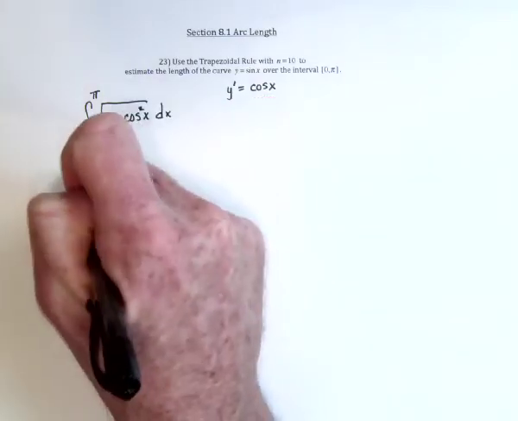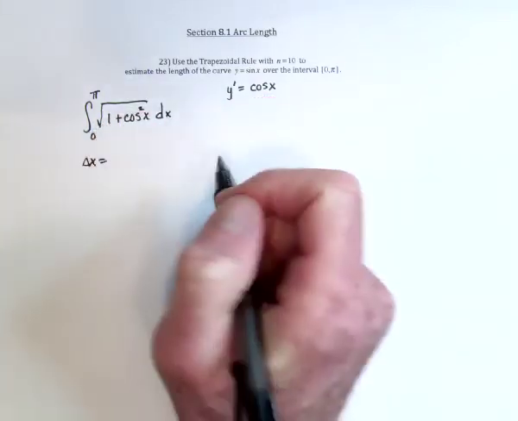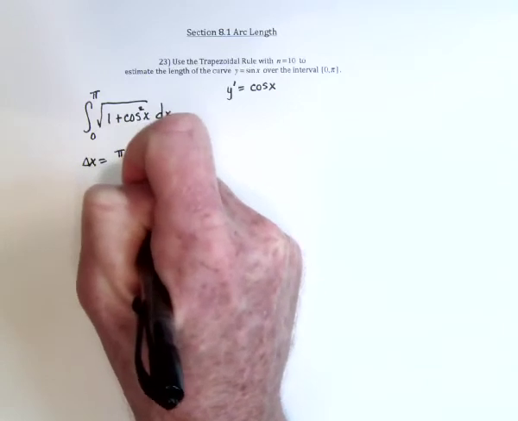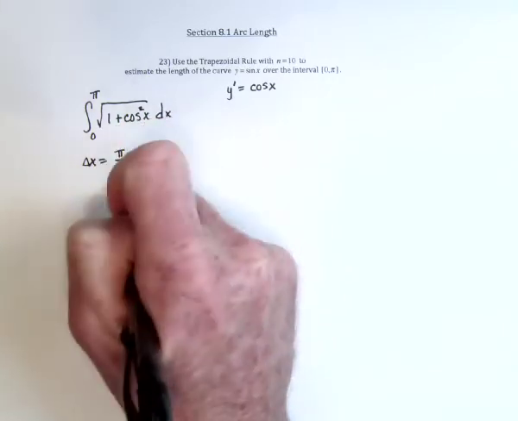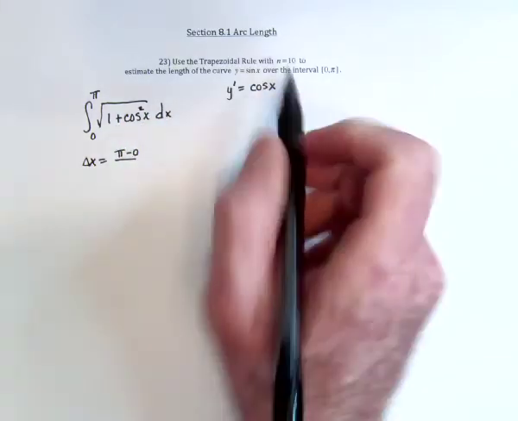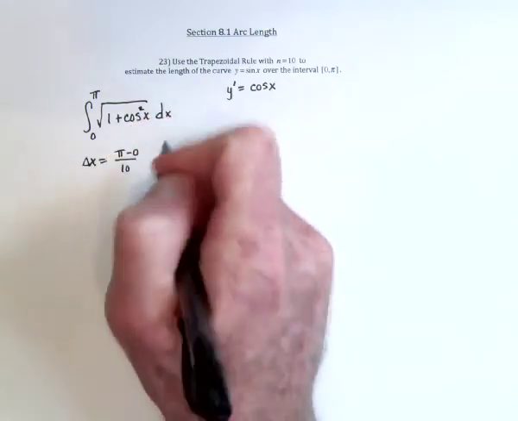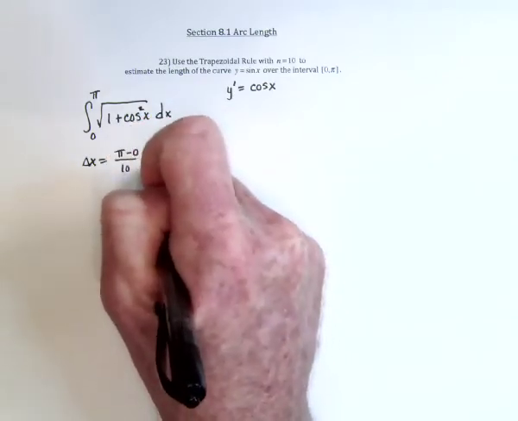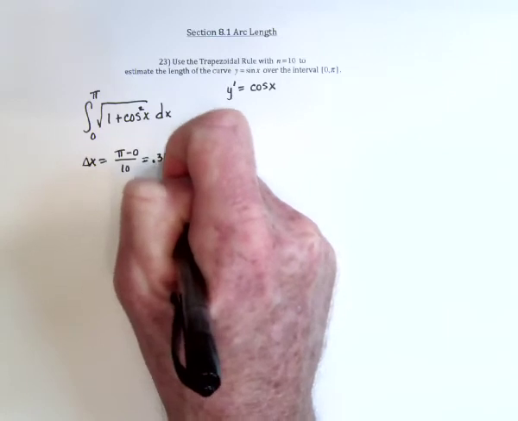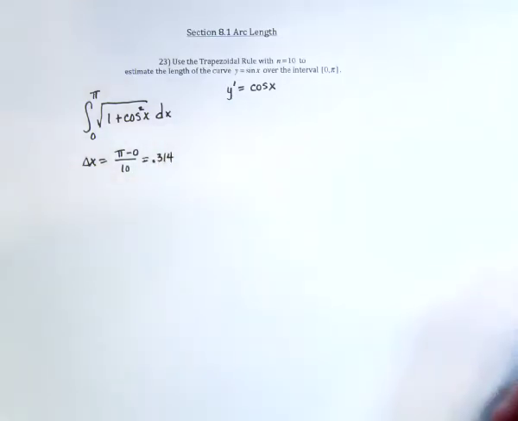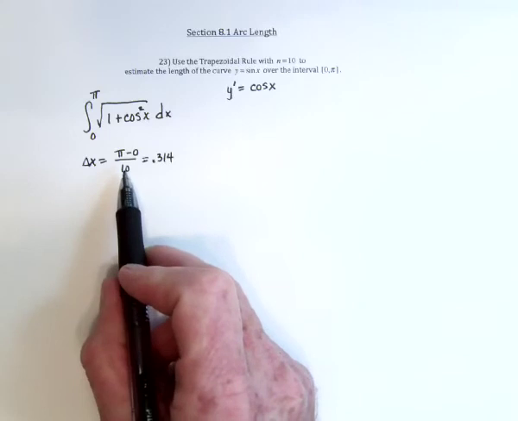So first of all, we need to calculate delta x. So that's going to be the length of the interval divided into 10 pieces. So that's going to be pi, which is 3.14, then divided by 10. You know what? I think it might be better to just go ahead and use pi over 10. We'll do that.